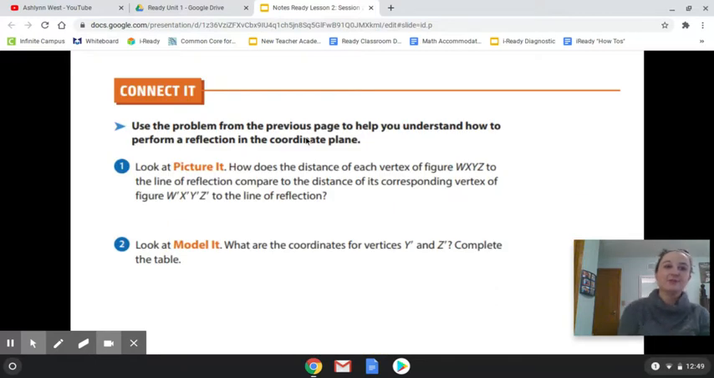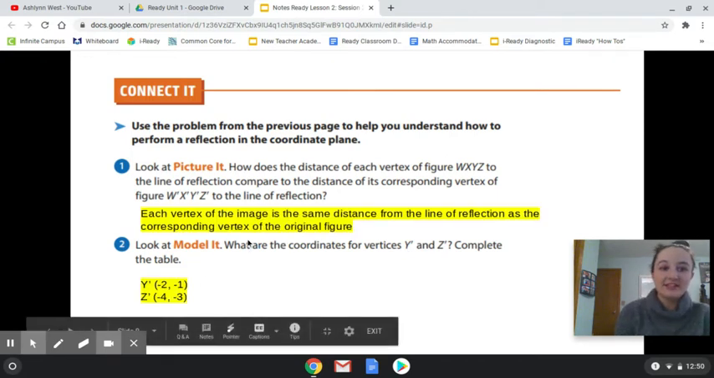So now we're at the connected part. We're going to use that problem from the previous page to help us understand how to perform it in a coordinate plane. When we look at the picture, we want to see how the distance of each vertex of figure WXYZ to the line of reflection compares to the distance of its corresponding vertex, the one that aligns with it. So W and W prime match together, or X and X prime match together, etc. Then we're going to look at the model for the coordinates of Y prime and Z prime to complete the table.